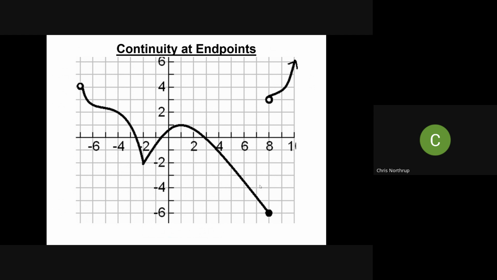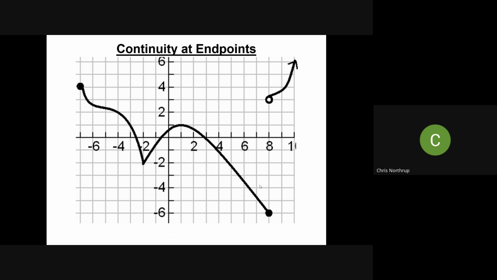This one is kind of tricky here. If I go to -7, we said that this function is not continuous at x equals -7 because it's got a hole there and there's no function to the left. So there's no limit, there's no function value.